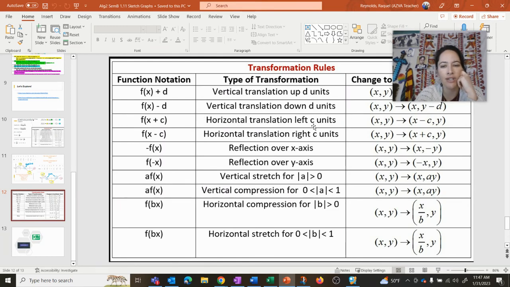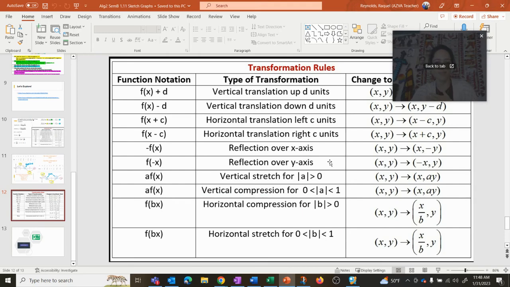Look, horizontal translation, left. If it's plus, we go left. If it's minus, we go right. Here's what's happening. Plus and minus D. If it's plus, we go up. If it's minus, we go down. That one's kind of nice. Vertical is just directly up, directly down. Horizontal is left, right. Okie dokie.